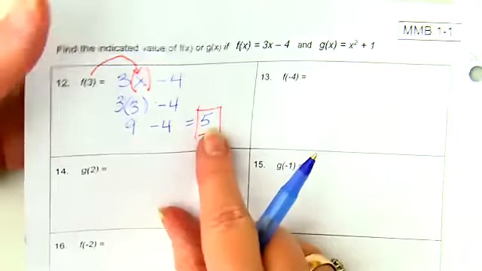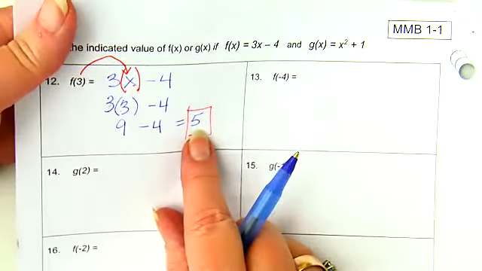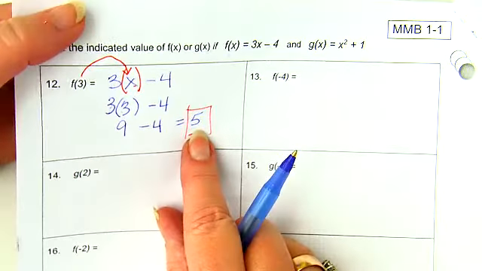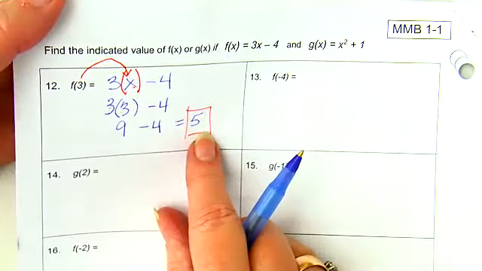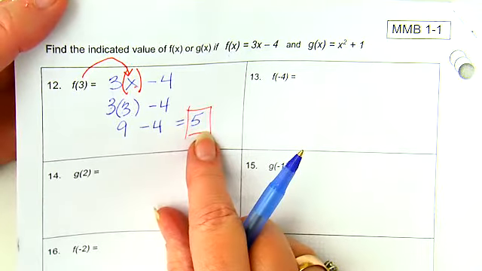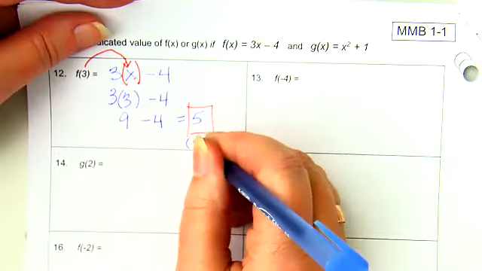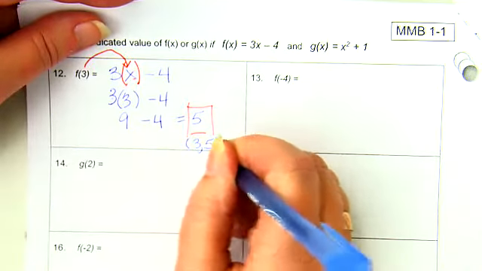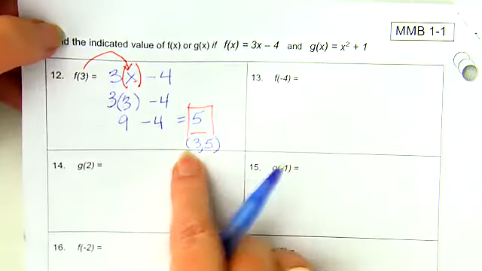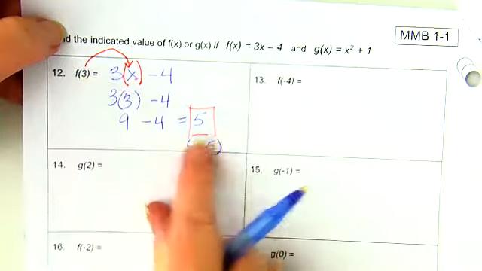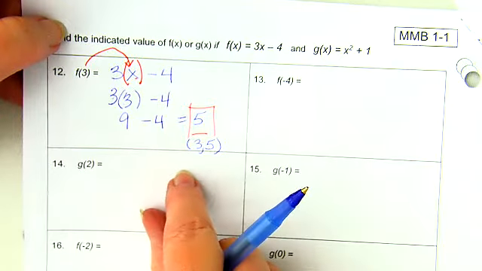Now answer this in your mind, or say it out loud, I don't care. Is this 5 the X or the Y? It's the Y, yes. And if I translated that to a coordinate pair, it would be the point (3, 5). This is the X, and this is the Y.